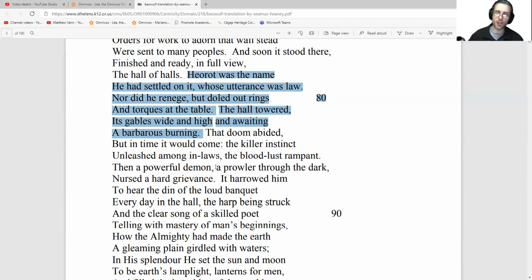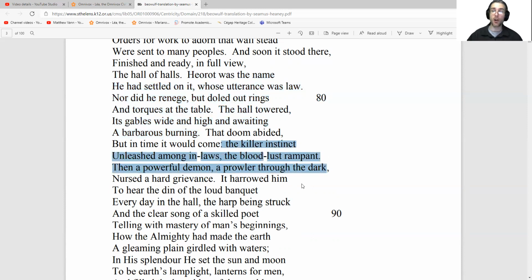And what is that destruction? What threatens to overcome and obliterate this civilization? It's the killer instinct unleashed among in-laws, the bloodlust rampant. So inside this civilization is the threat itself. The threat that's going to overturn this civilization is the bloodlust, the killer instinct, the desires inside the people within it, inside the citizens of this mead hall and the surrounding community that have been brought together.